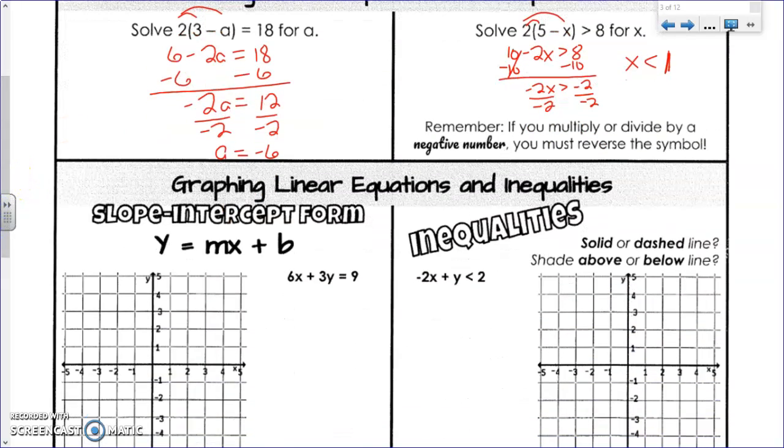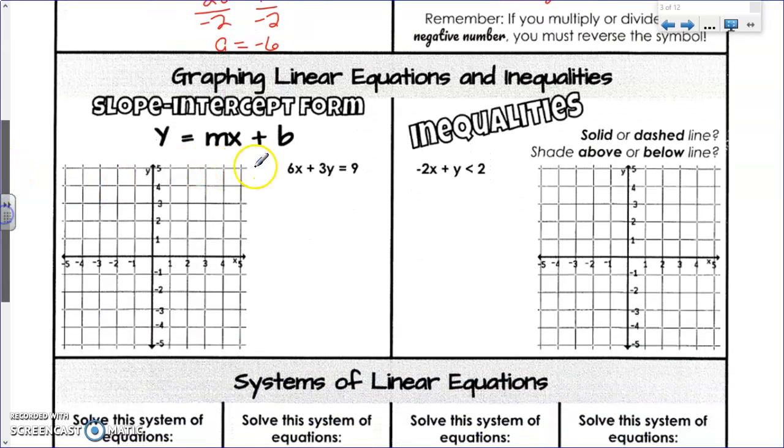Okay, so graphing, we're going to use slope-intercept form. So first thing we have to do is solve for y. So we subtract 6x from both sides. We get 3y equals negative 6x plus 9. Then we divide each term by 3. We get y equals negative 2x plus 3.